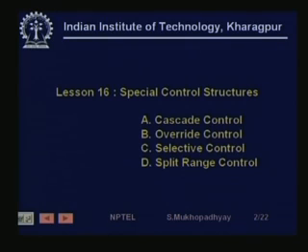In particular, we will study cascade control, which is a very popular control strategy. We will study something which is known as override control, selective control, and split range control. These are very standard terminologies found in process control books. So we will take a look at that, right.